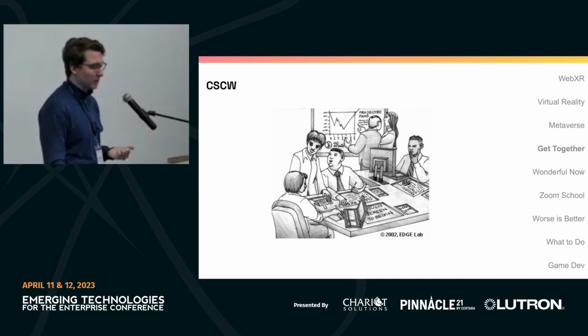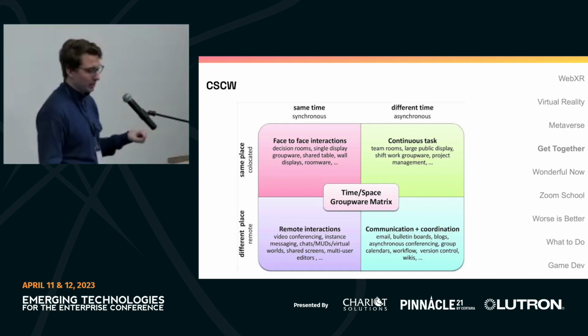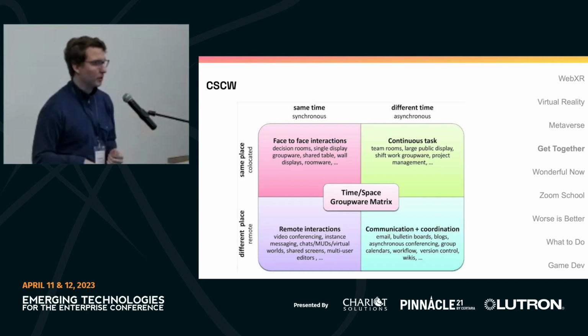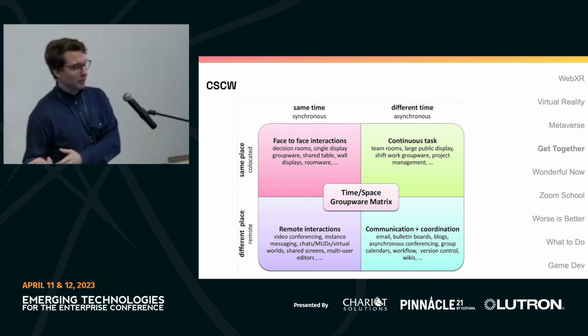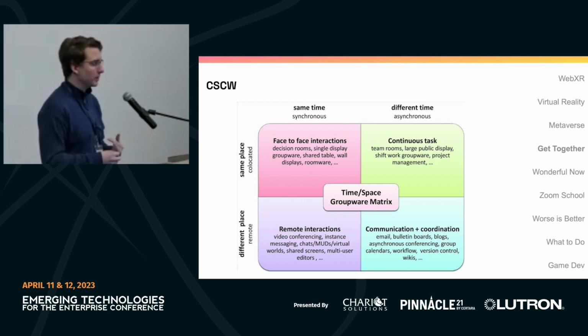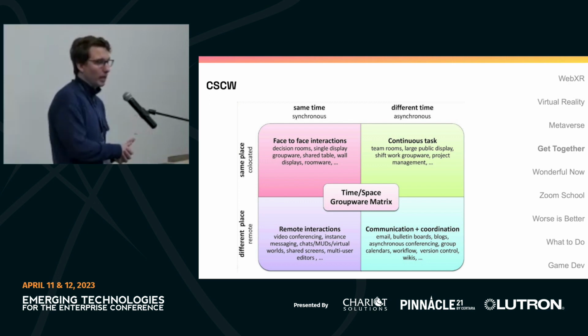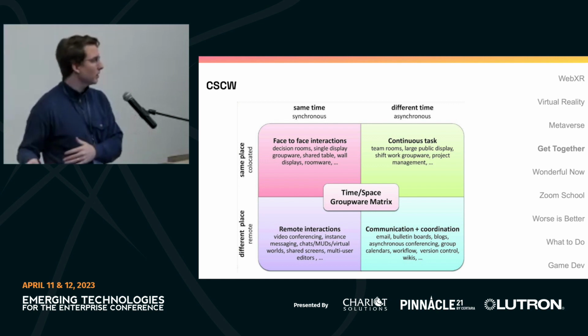And if you look into the space, you'll quickly find graphs like this, or matrices like this, where we can get together at the same time as one another, or at a different time from each other and communicate asynchronously. We can be co-located in space or differently located in space.